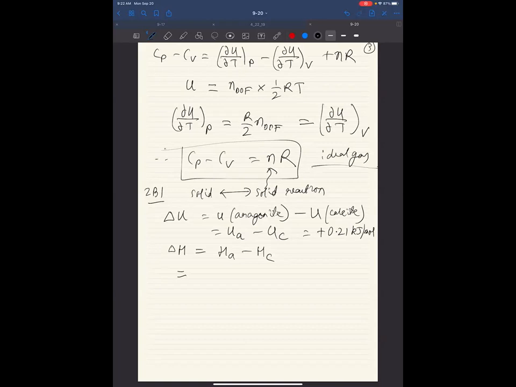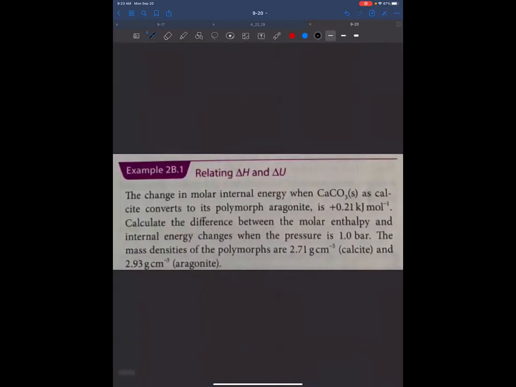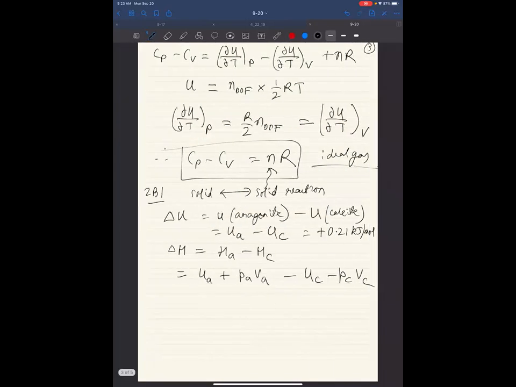We can again write down the definition of H, right? H is equal to U plus PV. So let's write that down. This becomes UA plus PA plus VA minus UC minus PC minus VC. What do we know about pressure? The pressure is kept constant at 1 bar, right? So we don't have to think about PA and PC separately. So this is UA plus pressure multiplied by VA minus UC minus pressure multiplied by VC. So this is UA minus UC plus pressure times VA minus VC.